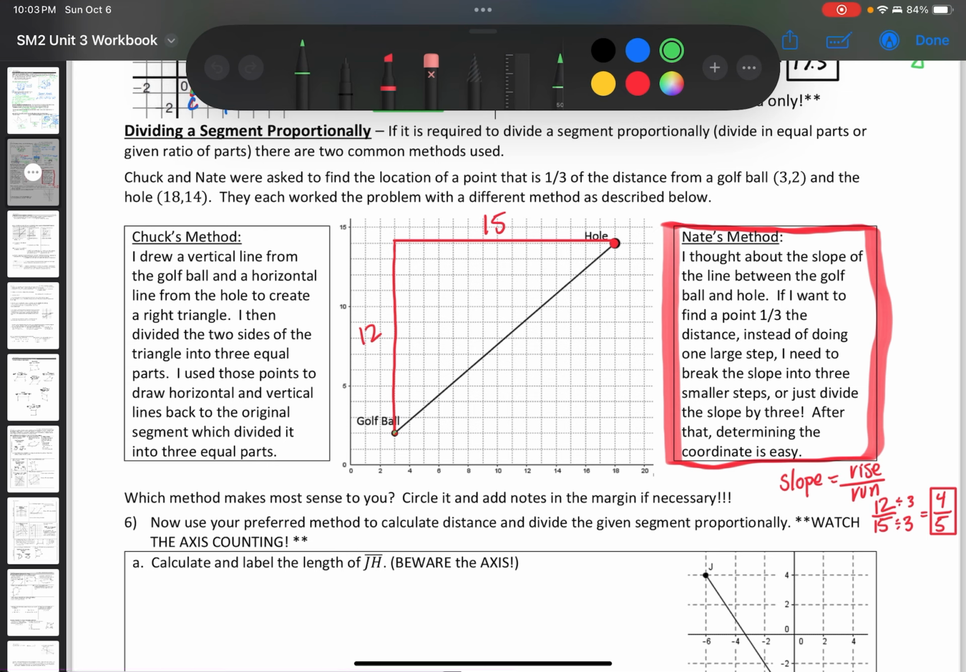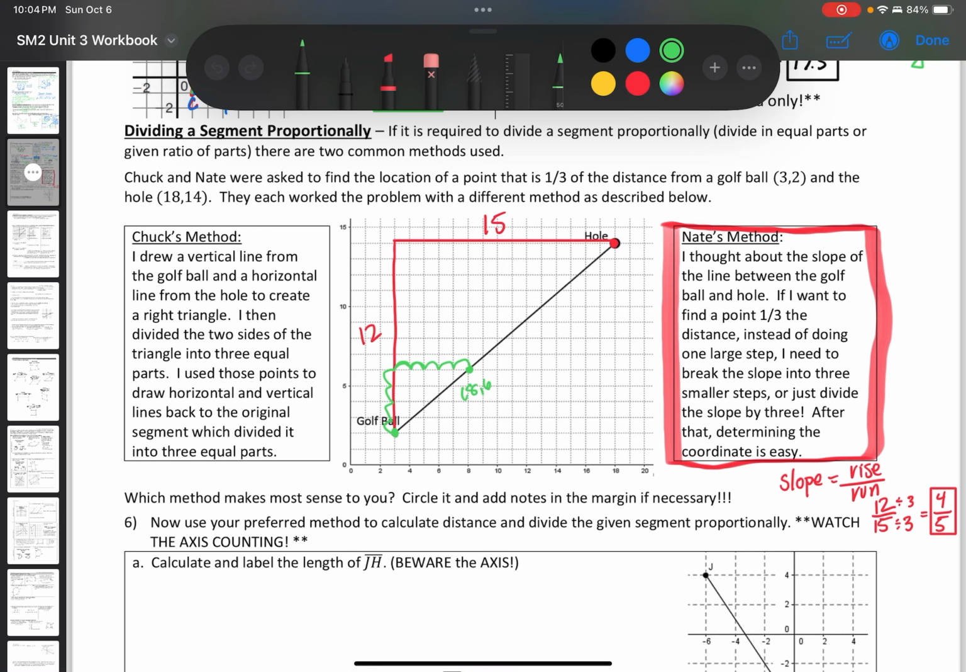This is the easy part. If I want to find the 3 equal parts from the golf ball to the hole, I rise 4 units, and then from there I run 5. Let me show you. We go from the golf ball 1, 2, 3, 4, and then from here I run 1, 2, 3, 4, 5. And that is my first point.